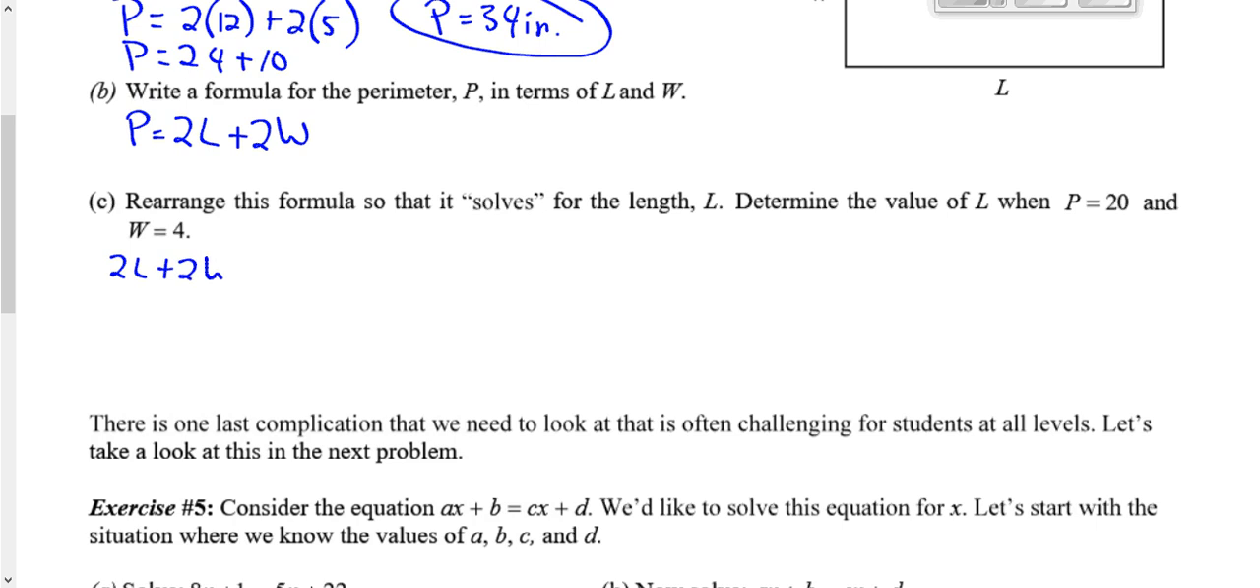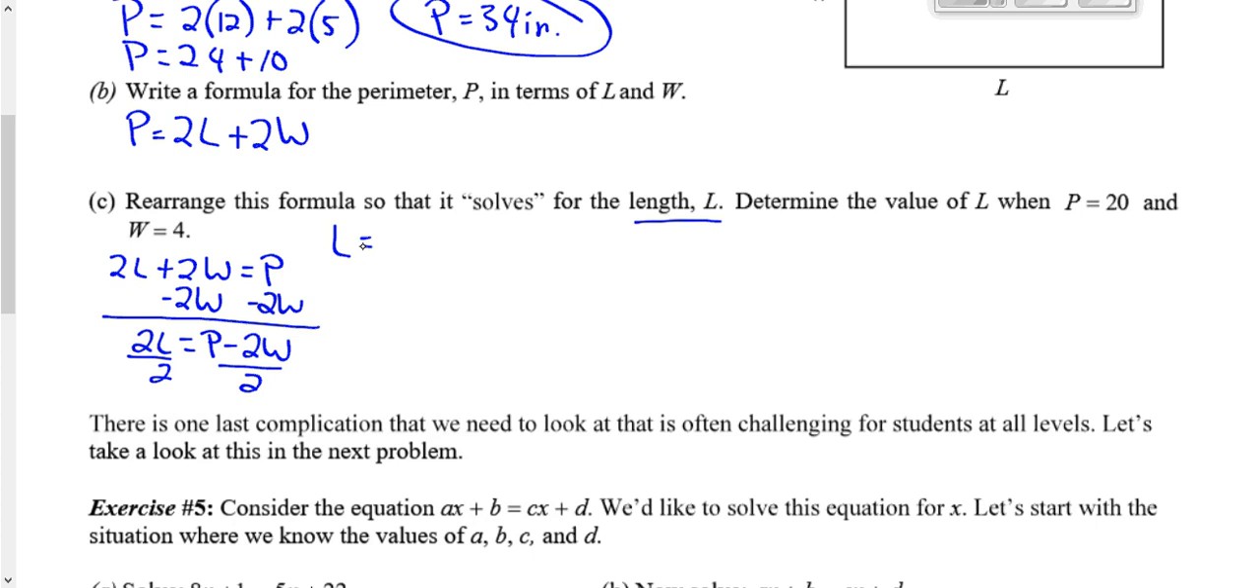2L plus 2W equals P. So what should we do first? Plug in? No. They want us to solve it first. Subtract 2W from both sides. And that leaves us with what? 2L equals P minus 2W. Okay? And finally what? Divide both sides by 2, right? And so we get L equals P minus 2W over 2.